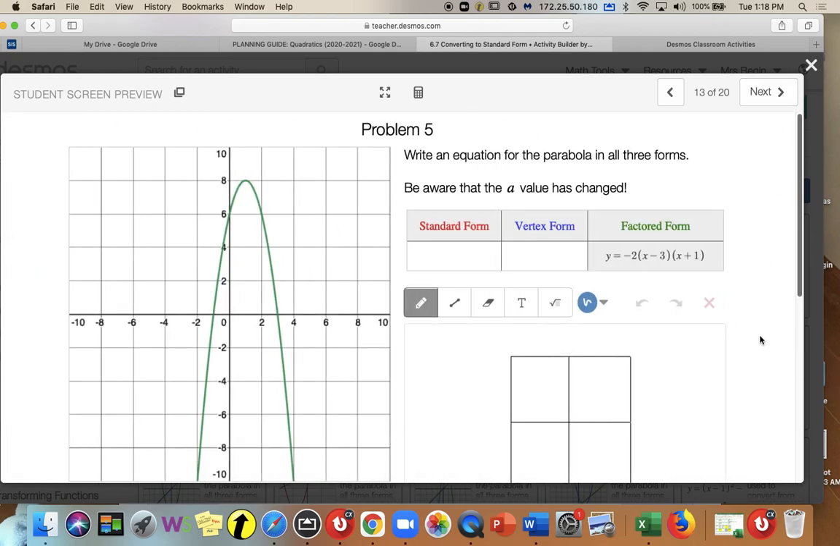All right, what about this one? So this one, in factored form, it gives us the factors, but it also has the -2. So this is like multiplying three numbers together. And when you multiply three numbers together, you multiply any two numbers together first and then multiply by the third.